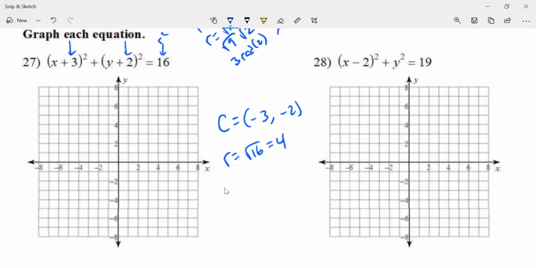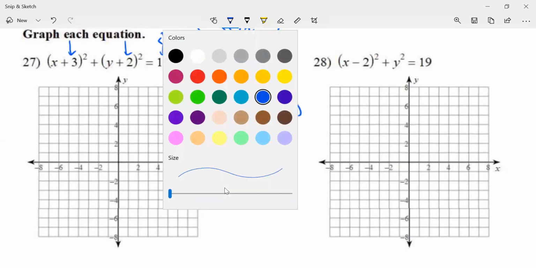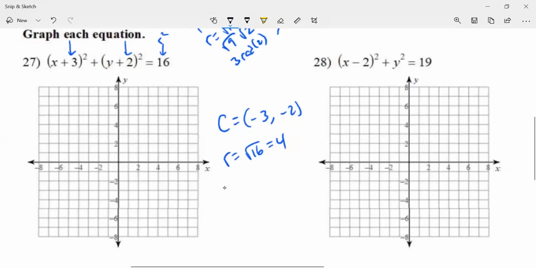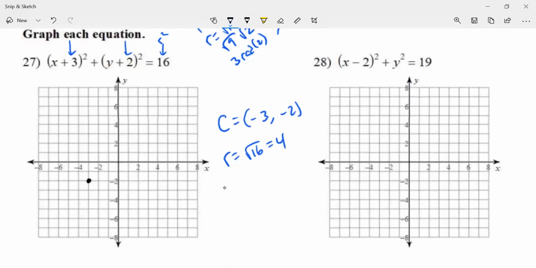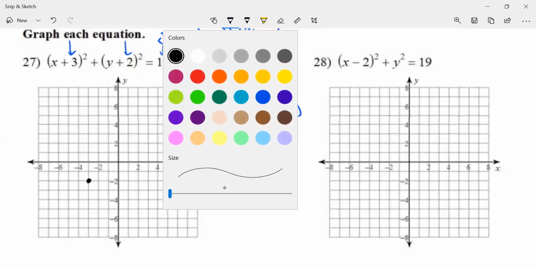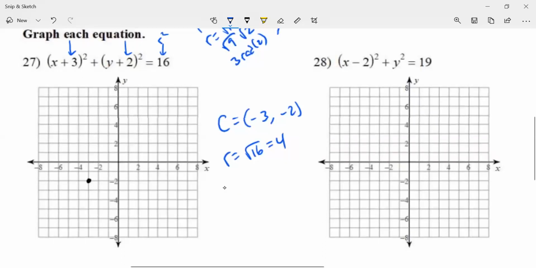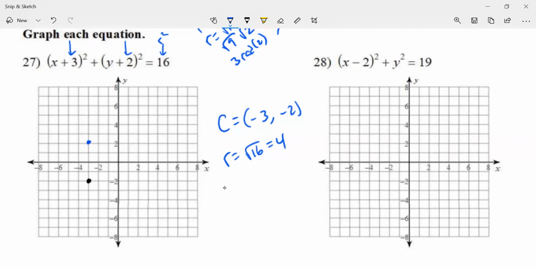So how am I going to graph this? My center is the point -3, -2. That's not that bad. My center can be graphed easily. It's right there. Now my radius is 4. So what I'm going to do from my center, I'm going to go 4 up. I can count my squares. I'm going to go 4 to the right, 4 down, and 4 to the left.